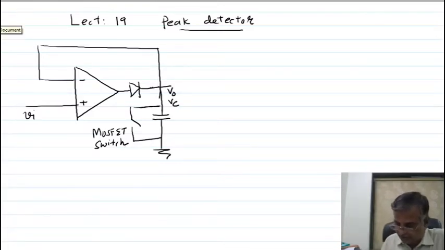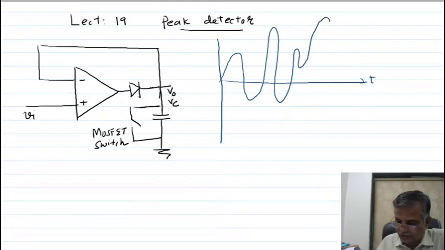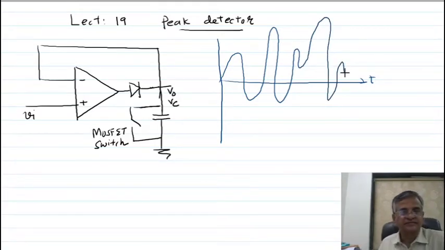Let us see how the circuit will work. Suppose you are giving such an input signal. This is the input signal, like this. This is your VI, and this VI is given at this point.